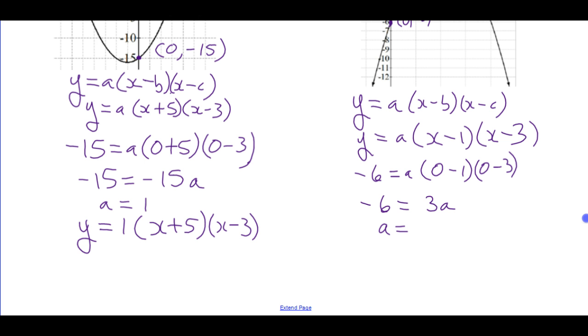Divide both sides by 3, and you get? No, you get negative 2. Okay, what do we do? Now we go back to here. Y equals negative 2. Actually, we go back to here, I guess, really, right? So now I know the a value.